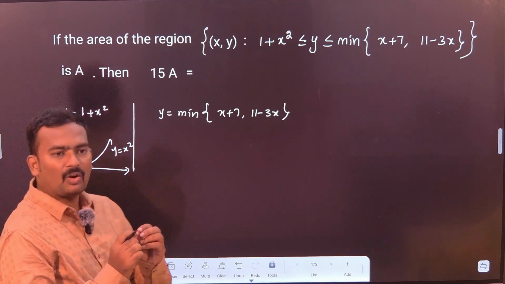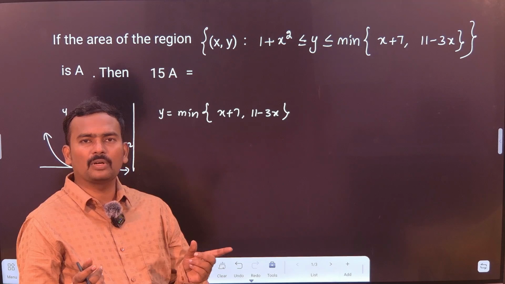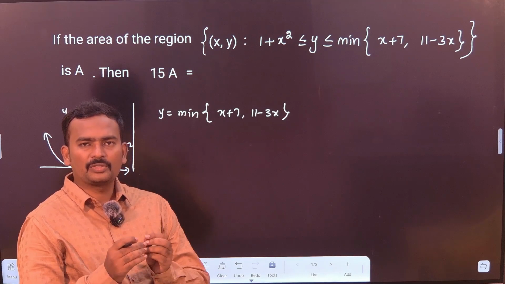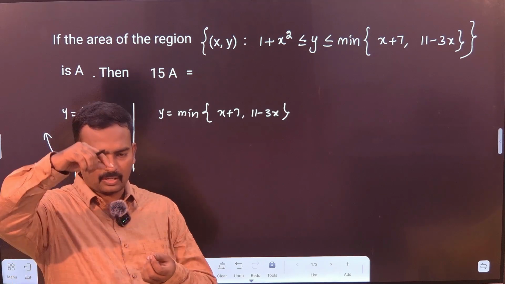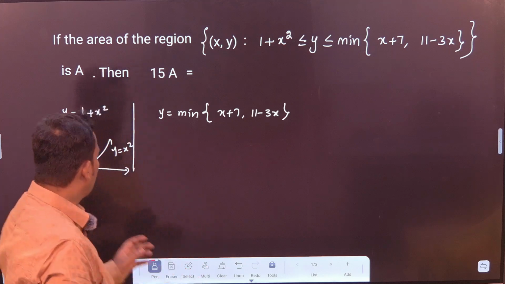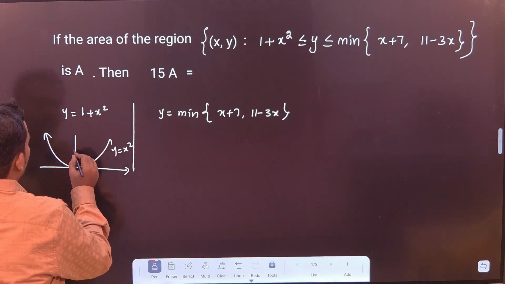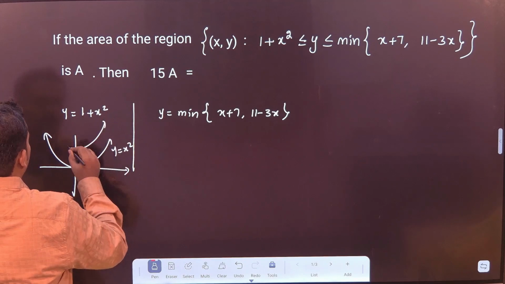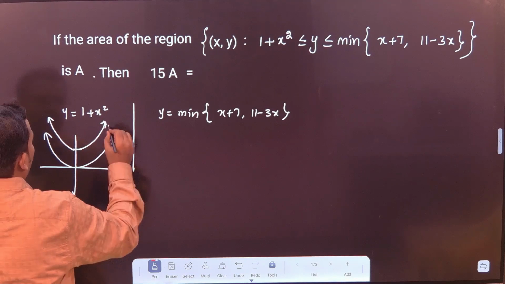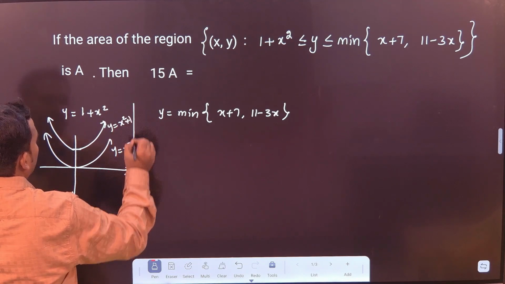So x² is the output value. x is any real number, x² is the output, so you can figure it out on the y-axis, right? So it is a parabola, right? You shift it 1 unit up. 1 unit up. This is the graph. Clear? y = x² + 1.